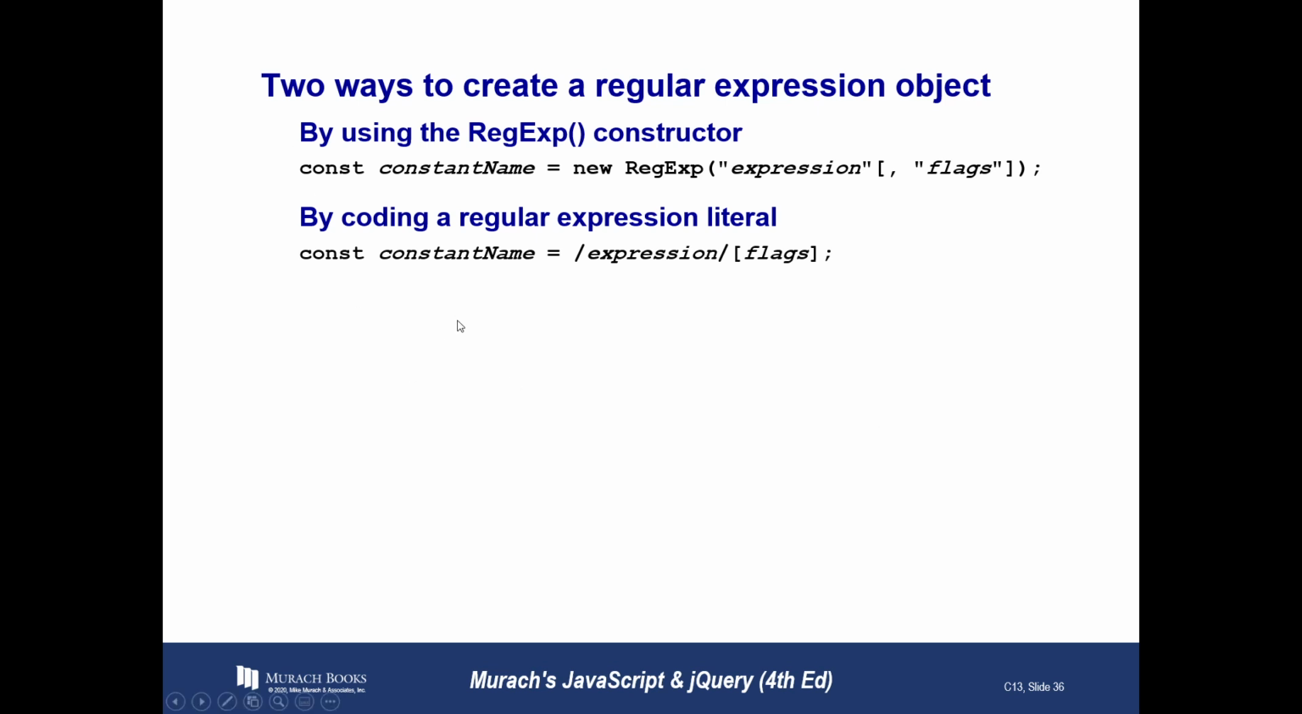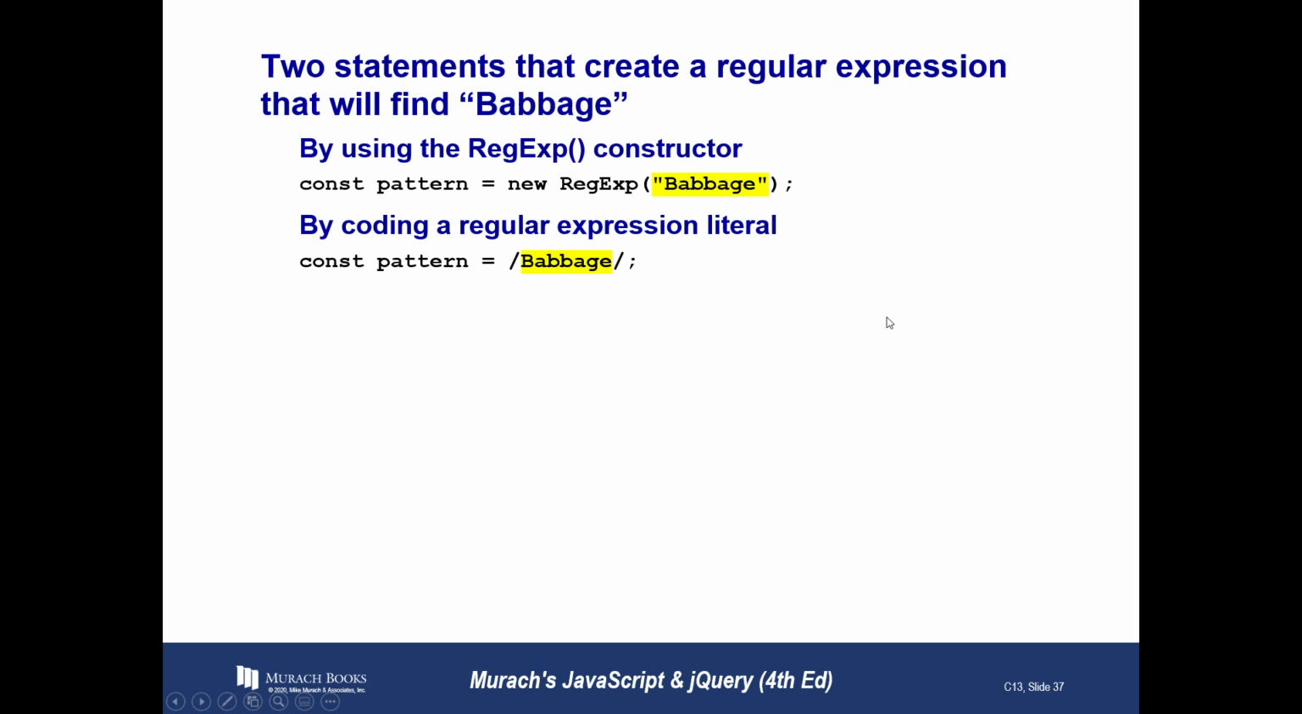We can create regular expressions in one of two ways. One way is using the new RegExp, and then between brackets we have these double quotes, and then we have our regular expression. That's one way. Another way is by using these forward slashes and then having the expression here, and notice that we don't have the quotes here. Okay, so this is a second way of defining our expression literal. We can have some optional flags after the forward slash. Here's an example.